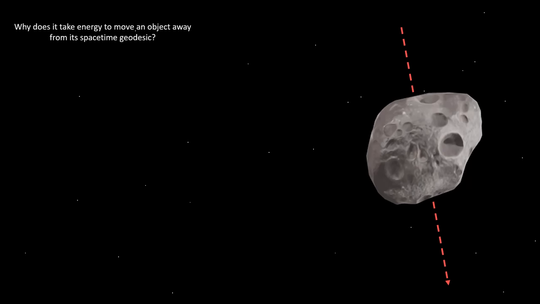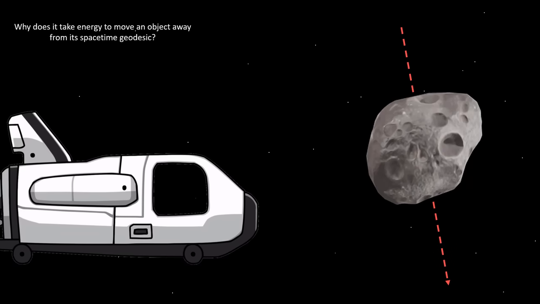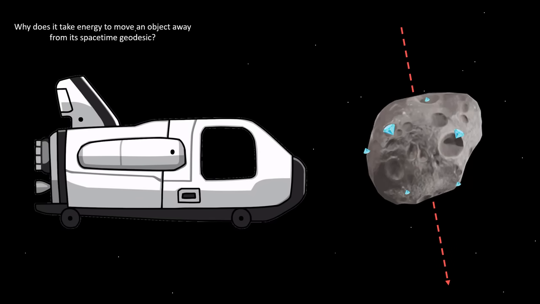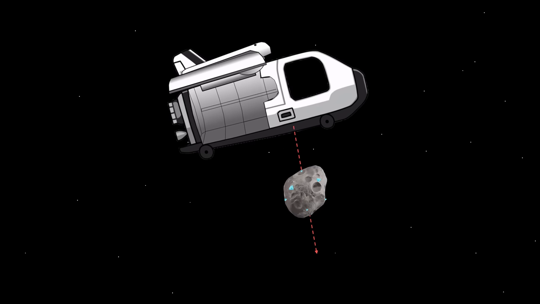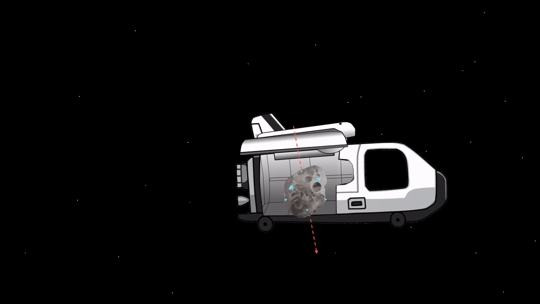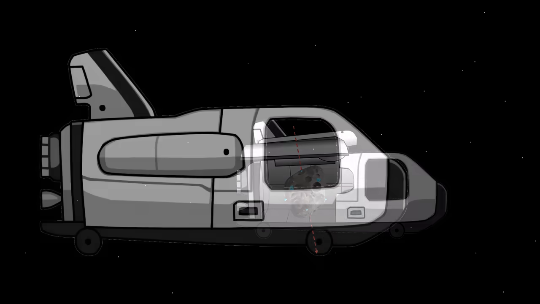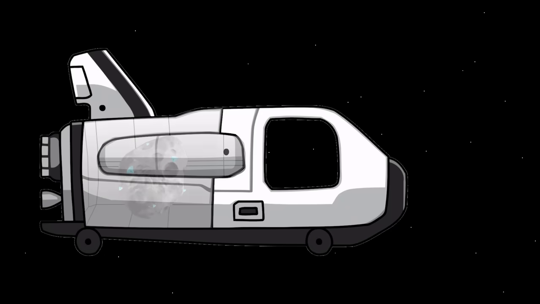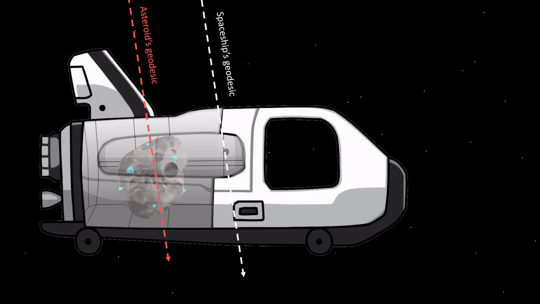Imagine we send a spaceship to collect this asteroid and bring it back to Earth. Maybe it's full of valuable minerals or something. The spaceship maneuvers to come to rest with the asteroid inside its cargo bay, then closes its door. The spaceship hasn't collided with the asteroid at any point, so to do so, the spaceship has to travel along the asteroid's geodesic as well, effectively coming to rest with the asteroid.